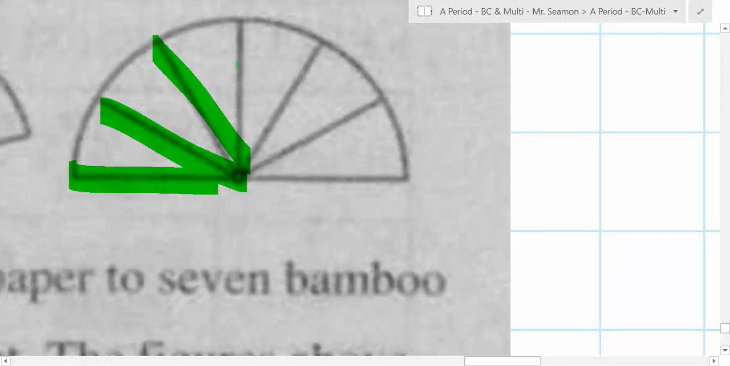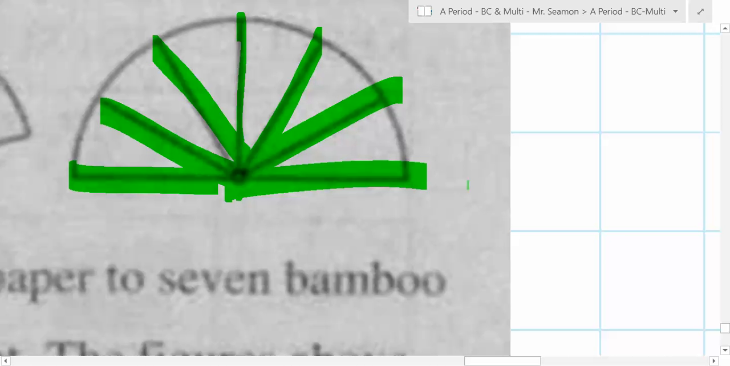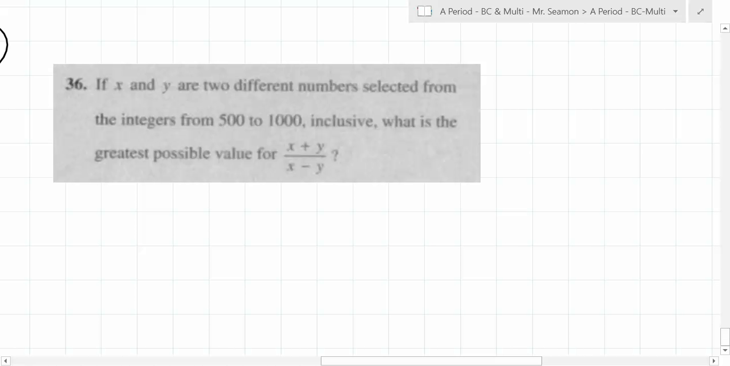1, 2, 3, 4, 5, 6. That's what they mean when they say 7 pieces of bamboo. But then how many divisions are there? 1, 2, 3, 4, 5, 6. What is the greatest possible value a fraction can be?